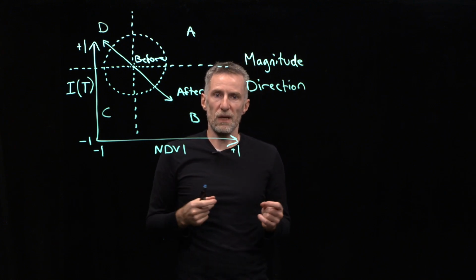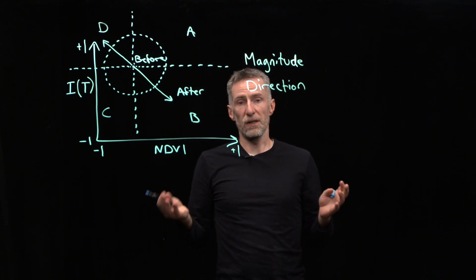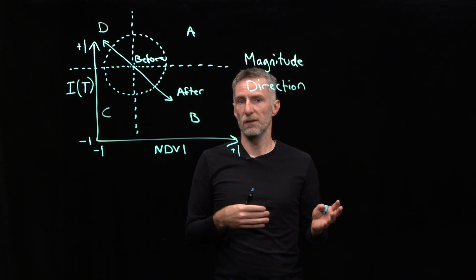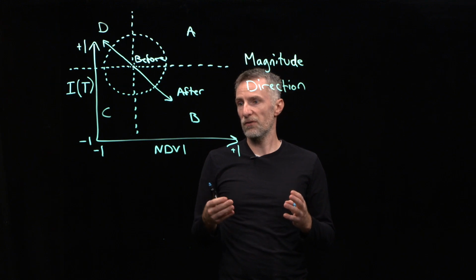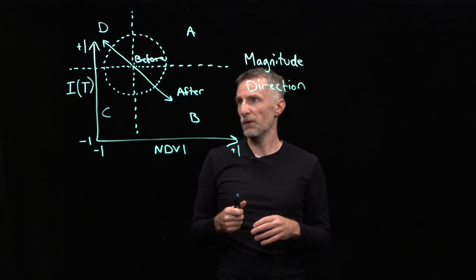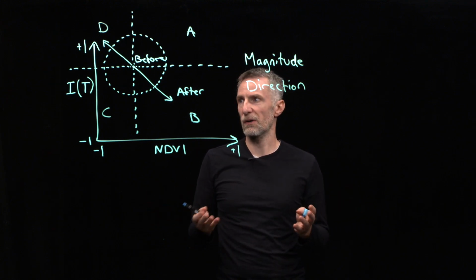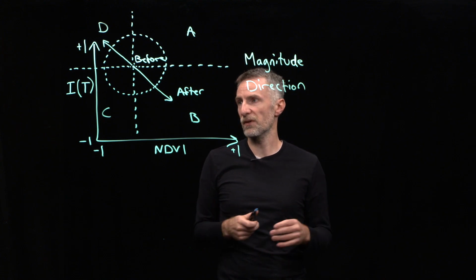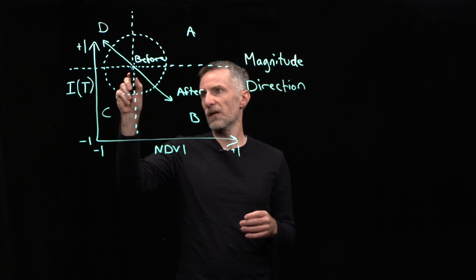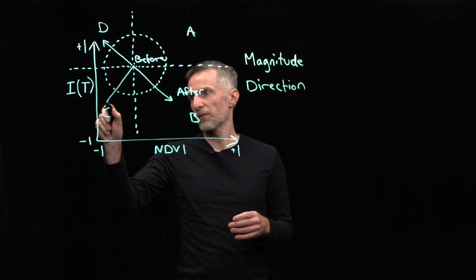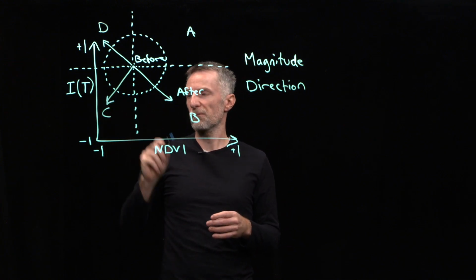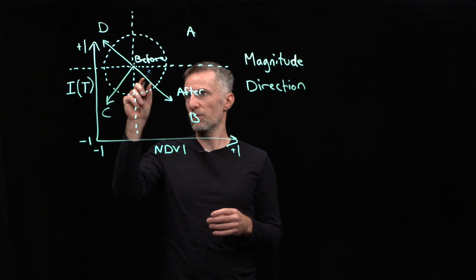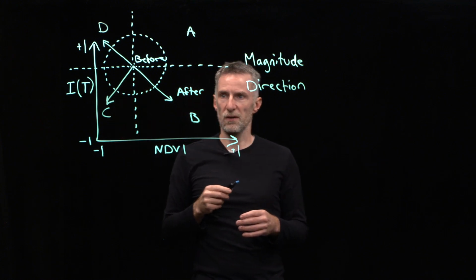We could also imagine we had an area near a river that got flooded. Because water has very low NDVI, that would cause a decrease in NDVI. And because water is typically colder than its surroundings, it would also create a decrease in temperature. So this is the kind of change that would be consistent with flooding. We would see a change that's greater than the threshold, and it would have a direction that's into quadrat C here.